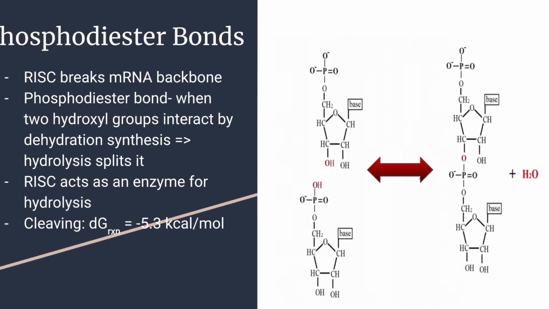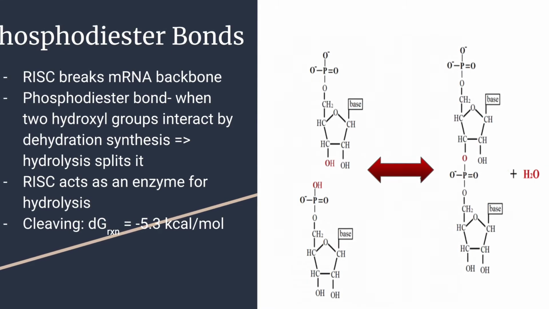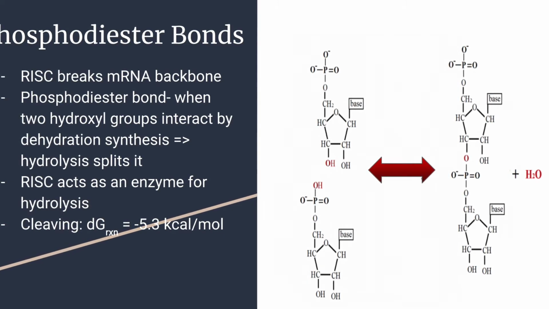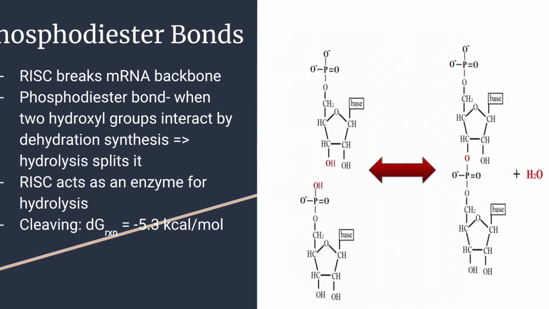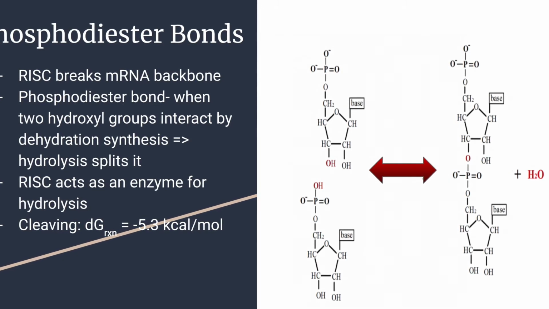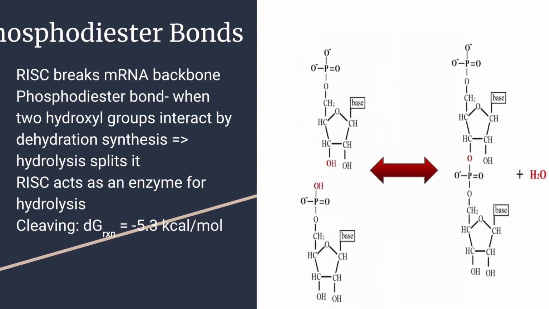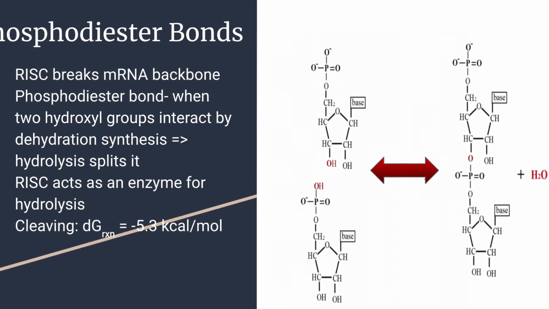And although the splitting of water is certainly endothermic, the activation energy of this reaction is lowered via the catalytic properties of RISC. And it's also worth noting that this overall reaction is exergonic. It has a delta G value of negative 5.3 kilocalories per mole.